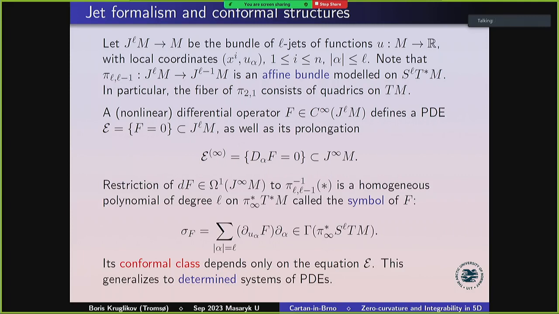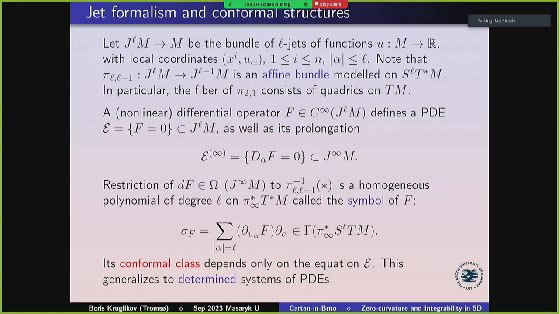Now, if I take this function f, I take its differential, it's going to be a one-form on jet space, and then I restrict it to the vertical fiber. Here actually that's an affine structure. Okay, so we get a polynomial of degree L on the cotangent bundle, lifted to jets. And why do I need to lift to jets? Because whenever I differentiate, there will be coefficients depending on jets. Okay, and this is called the symbol.